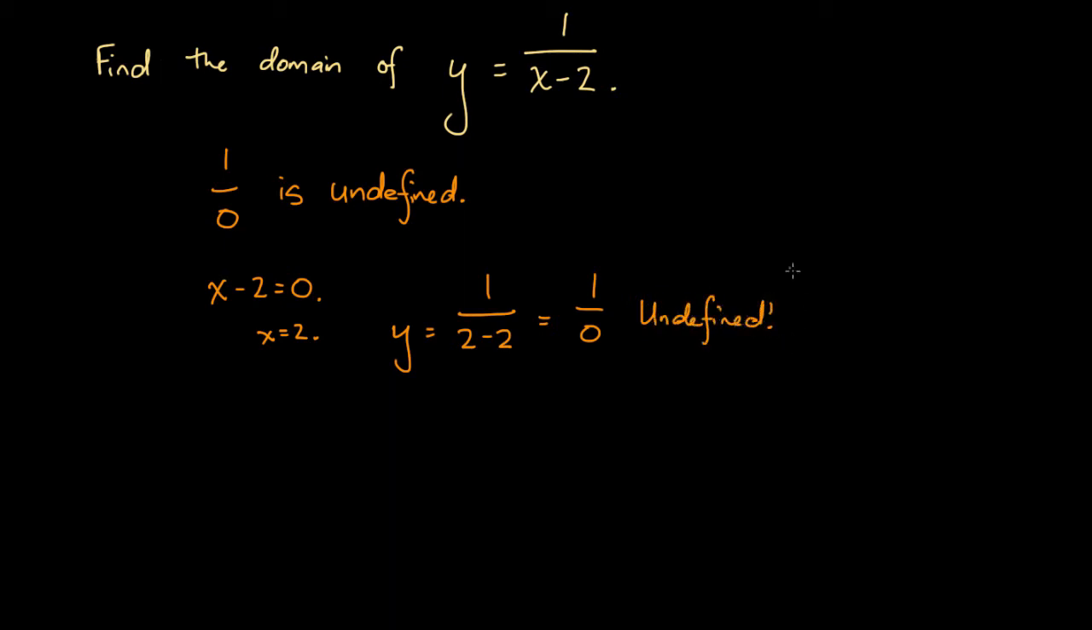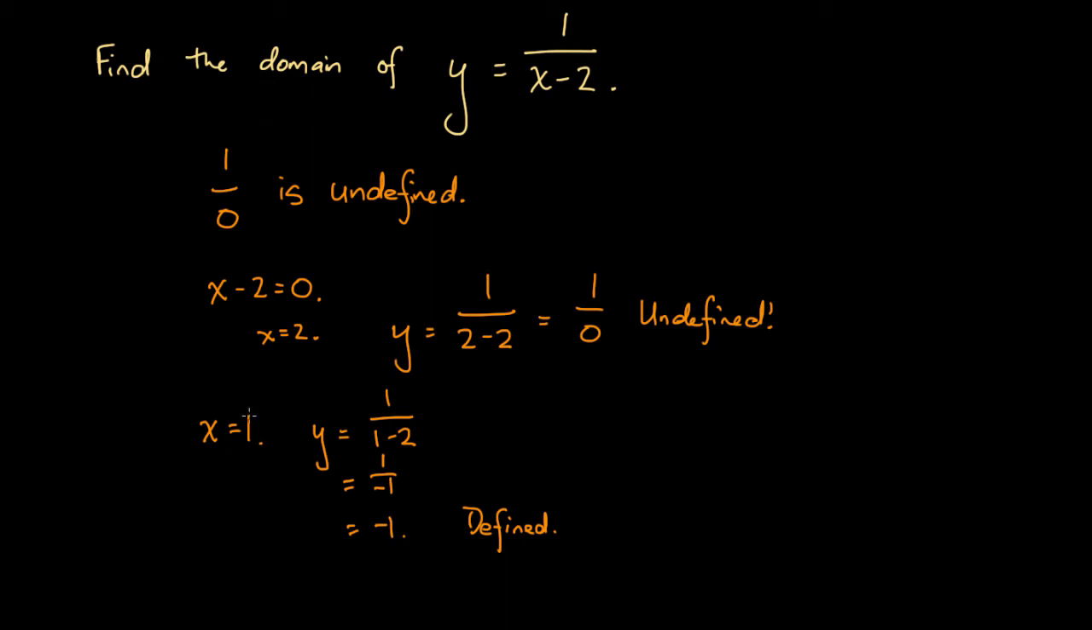However, for any other x value that we input into this equation, we will get a valid y value. For instance, let's examine what happens when x equals 1. Well, at x equals 1, y equals 1 over 1 minus 2. 1 minus 2 is minus 1, so this simplifies to y equals 1 over minus 1. And this simplifies to minus 1. Now y equals minus 1, that is a defined point. The function is defined for the input x equals 1. Consequently, x equals 1 is part of the domain.